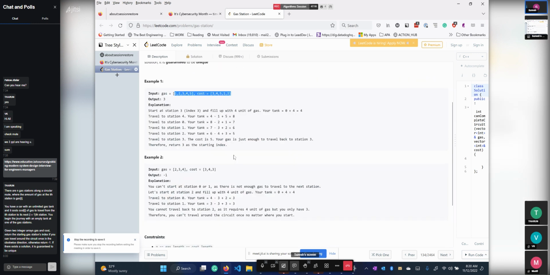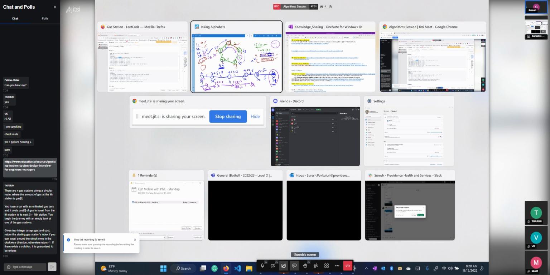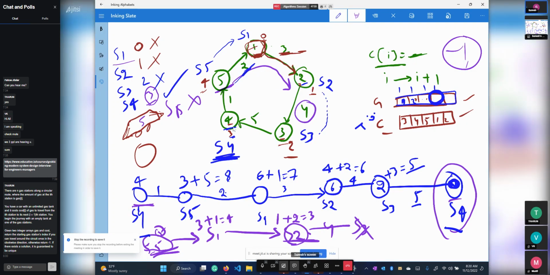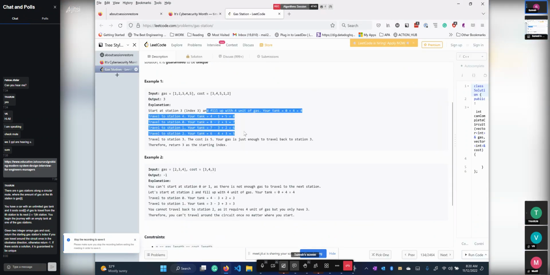Got it? So here they have a clear explanation. See, the starting station is 3 in the input, like start at station 3, index 3. That means it's not station number 3, it is station number 4 in terms of indexes, right? Index 3 is here, which is station number 4. So it's all index based, right?